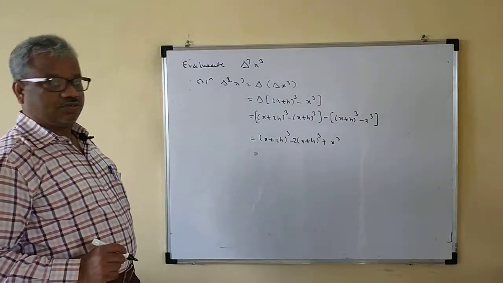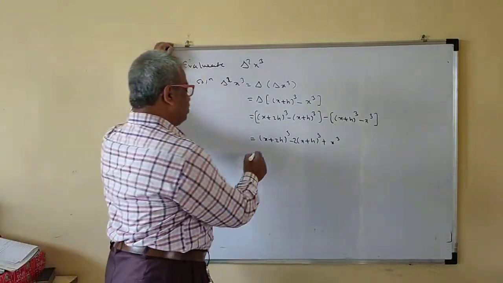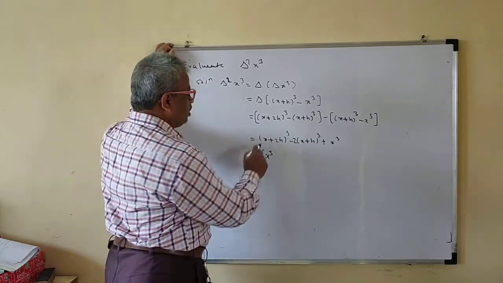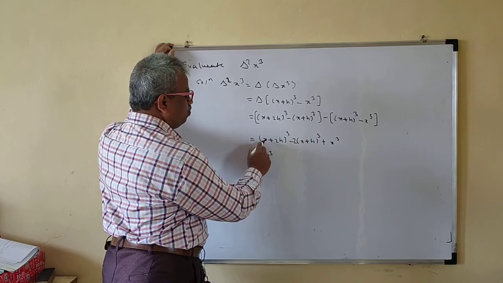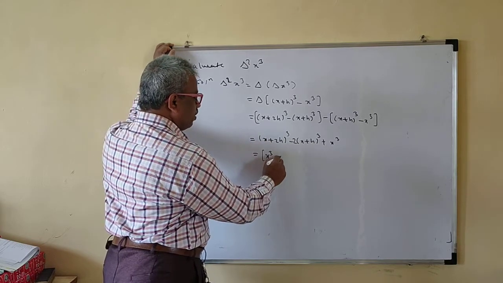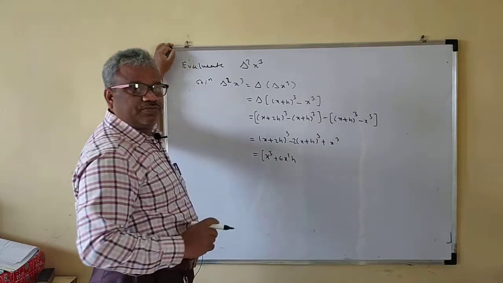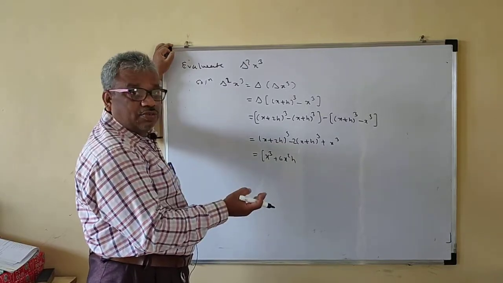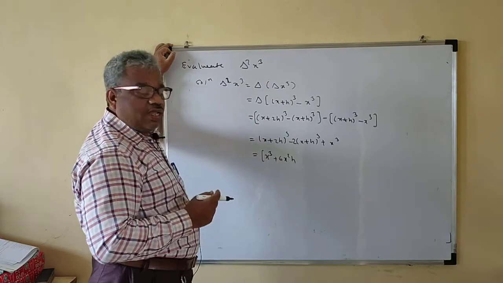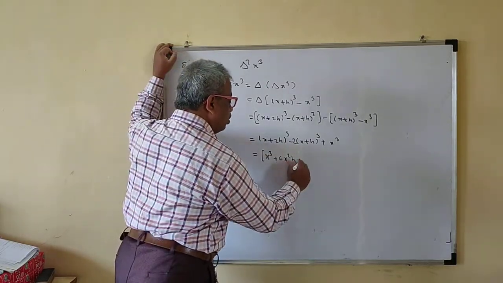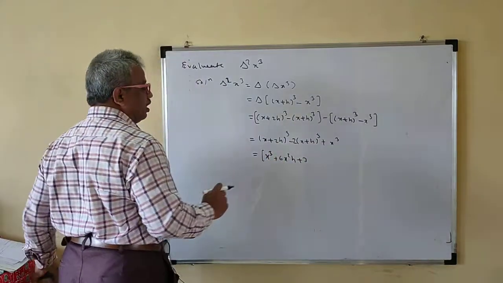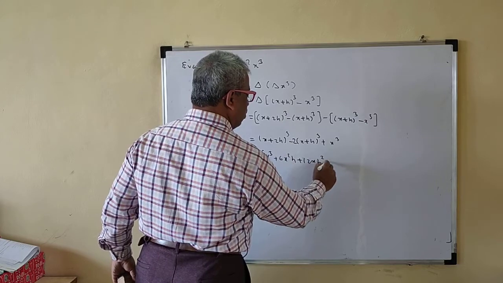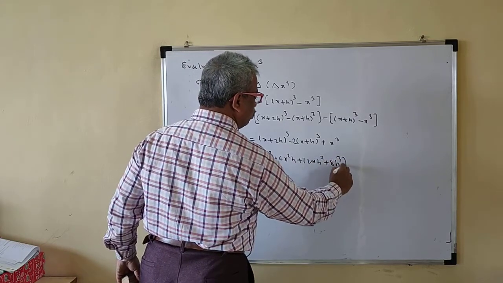Now see, we'll expand this. This is x cube plus 3x square twice h, that means 6x square h. You have to take the square of the first one and the second will be as it is. Now we have to take the square of the second one. This is 4h square, this will be as it is, and into 3, so that means 12. 12x h square plus the cube of this one, 8h cube.